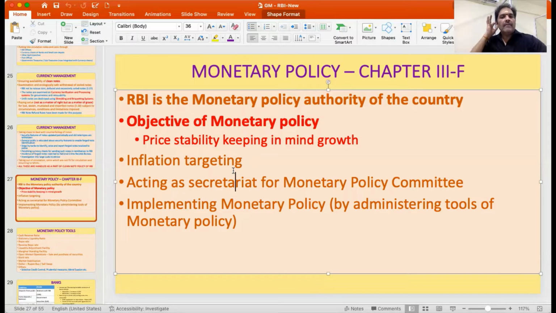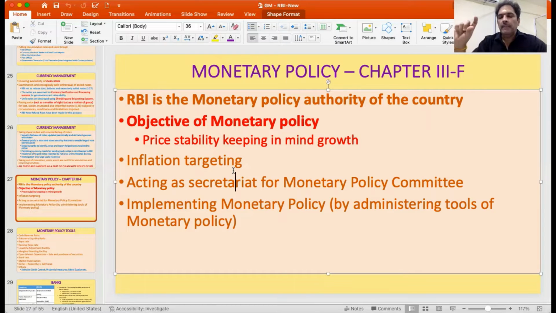So RBI is the monetary policy authority of the country. That has also been expressly indicated in the preamble. The objective of monetary policy has been specified that it is price stability, keeping in mind growth. Now, how do you define price stability? They have indicated that the system that we have is something called an inflation targeting mechanism. So here, the targeted level of inflation to be managed through the monetary policy operation is something which is decided. And who decides it? It's the central government in consultation with Reserve Bank, which will decide.